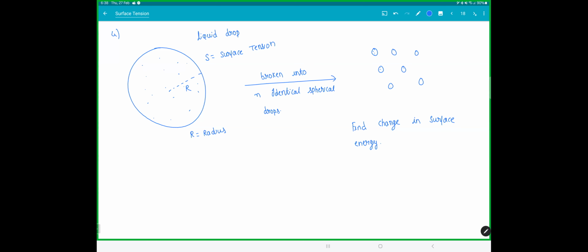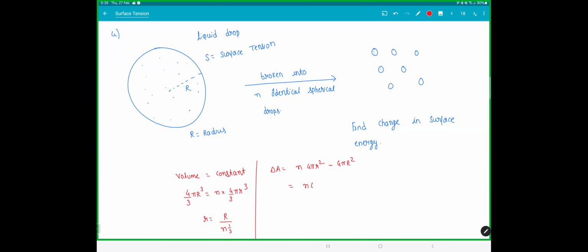Let's see. So what remains constant? The volume, isn't it? So this will be 4 by 3 pi r cube will be n times 4 by 3 pi small r cube. So small r will be r by n to the power of 1 by 3. So change in surface area will be n times 4 pi r square, there are n bubbles, minus 4 pi r square.